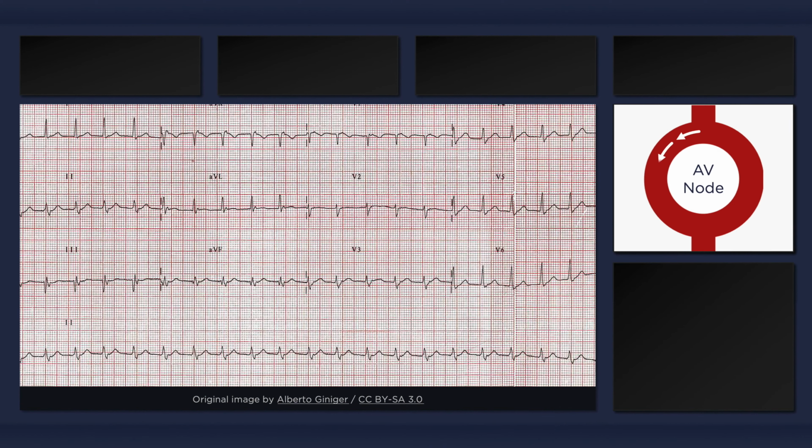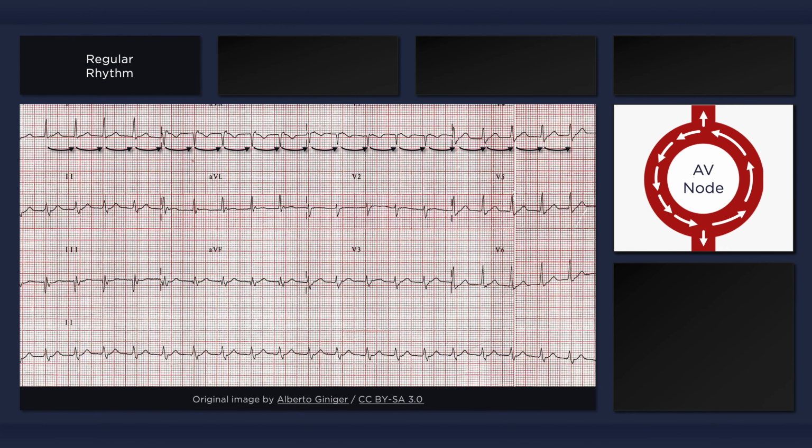AVNRT is a paroxysmal supraventricular tachycardia that occurs due to a functional re-entrant circuit within the nodal tissue. The electrical impulse goes round and round, typically down the slow pathway and up the fast, resulting in a regular rate of QRS complexes. Note that the RR intervals on this ECG are markedly consistent from beat to beat.